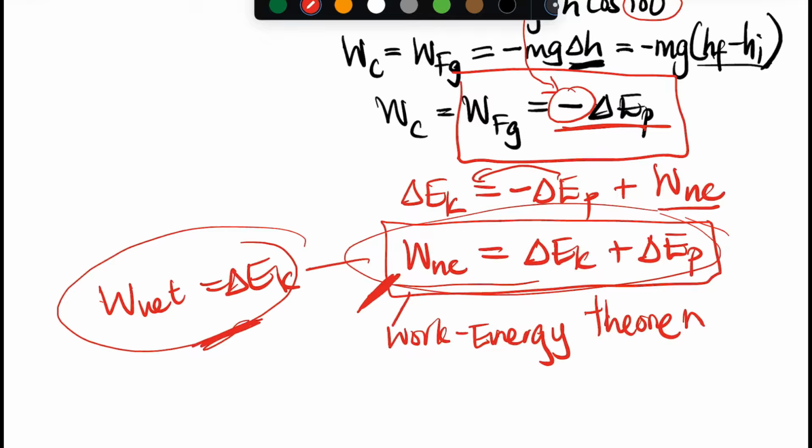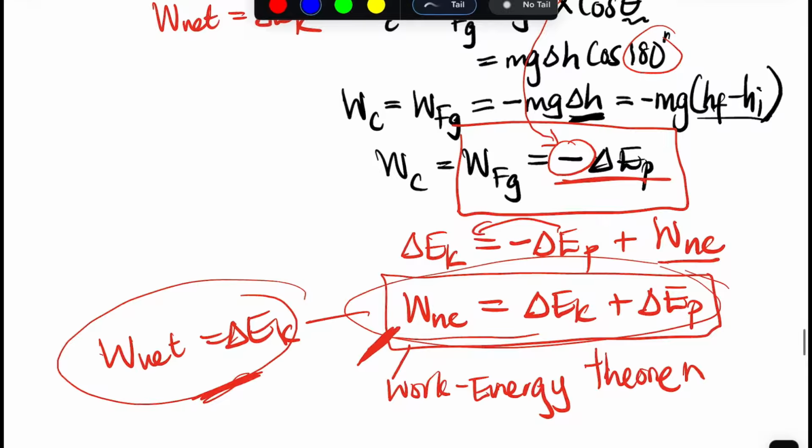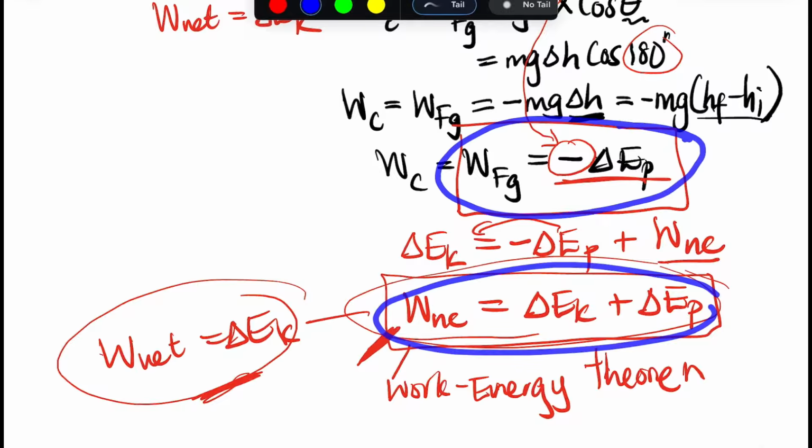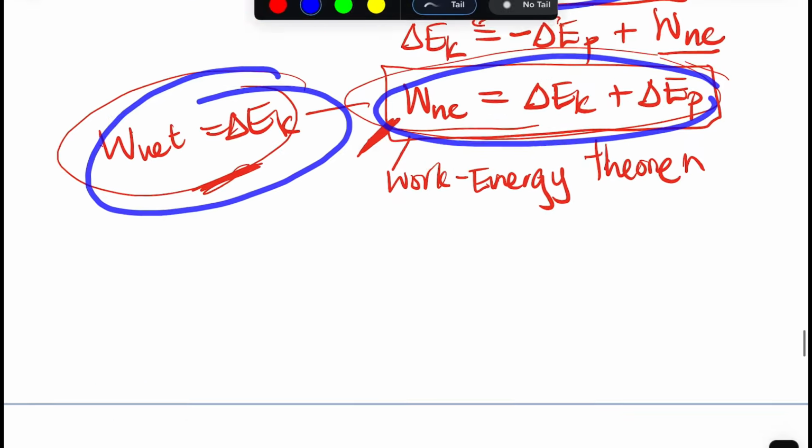But when you define the work energy theorem, you define it according to this one, not according to this one. This one, I was just deriving it for you. Where does it come from? The important things here are this and this and this, right?